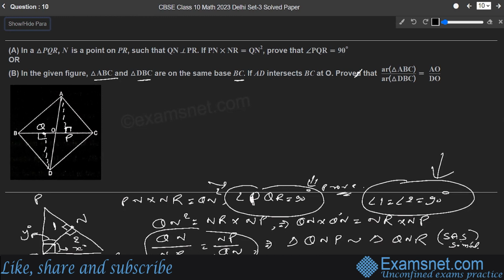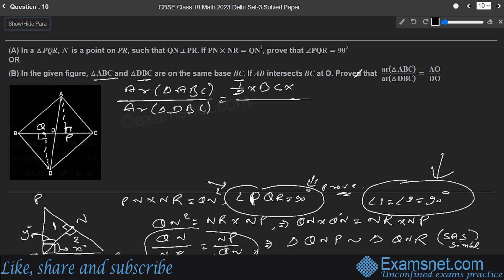Now if this construction is done, we have to prove two areas are equal. So we have drawn the perpendicular. Let us take area of triangle ABC divided by area of triangle DBC. This is the left hand side of what we have to prove. Now, what is the area of triangle ABC? Area is nothing but half of base into height. So area of triangle ABC is half into the base BC into the height, which is the perpendicular length that we have just drawn. So that is AP, half of base into height.